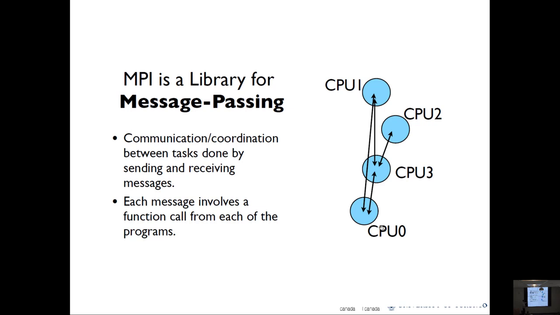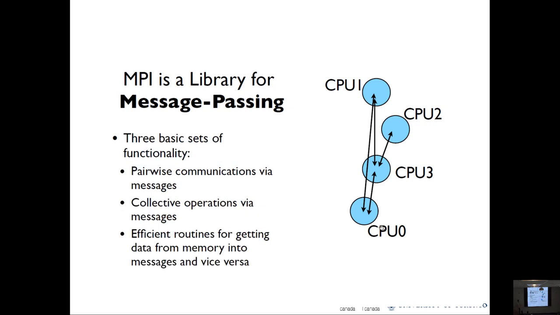And so the messages are really just a series of function calls. There are three types of library calls you can think of. There's pairwise communication, which is the one most people think of. You send a piece of data, I collect it. I send a piece of data, you receive it. So that's what they call pairwise.